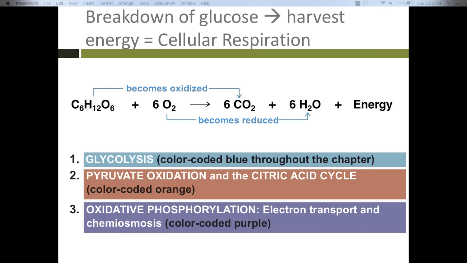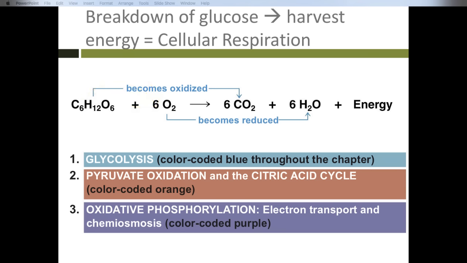Cellular respiration is the process whereby cells harvest energy to make ATP. ATP is our cellular energy. Cells use it for all the processes they complete to maintain life. We're going to oxidize glucose and transfer the electrons from the bonds that are broken to oxygen. We do this in a series of steps.